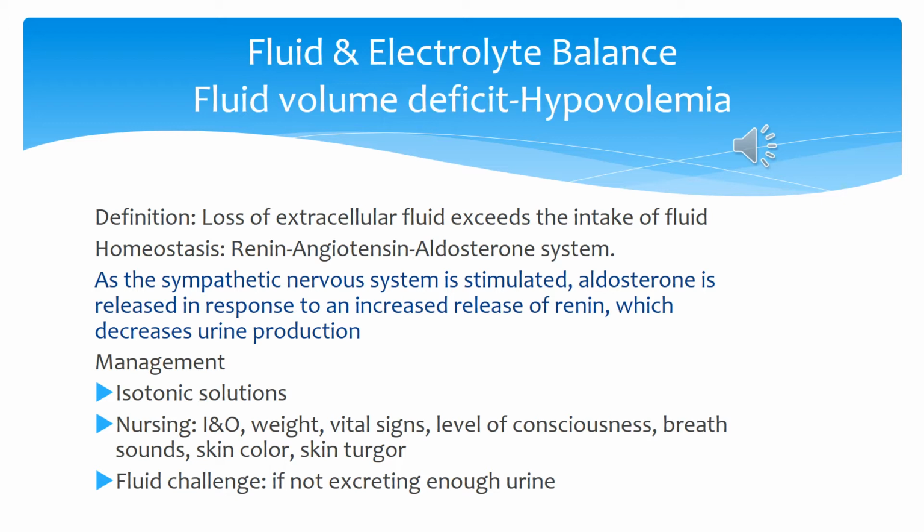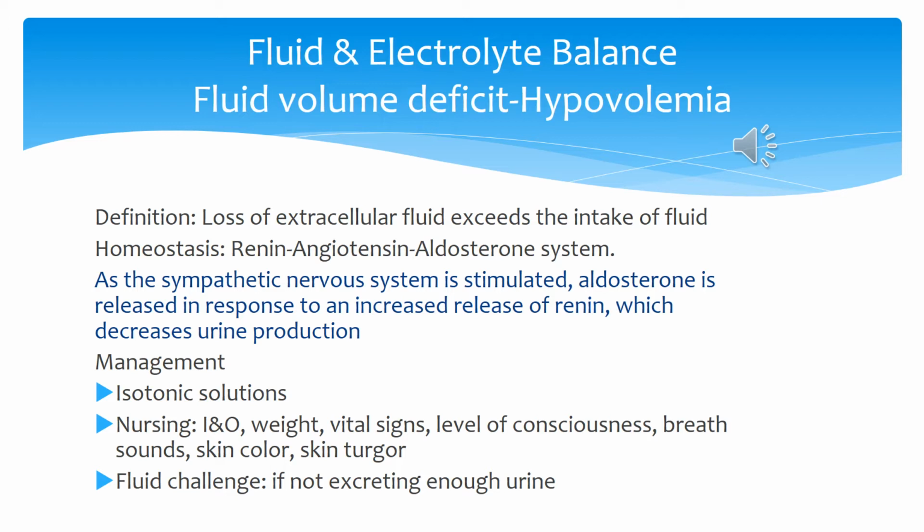For the medical management of fluid volume deficit, isotonic electrolyte solutions like lactated Ringer's or 0.9% sodium chloride are frequently the first-line choice to treat hypotensive patients with fluid volume deficit because they extend plasma volume. The normal body mechanism for homeostasis would be the renin-angiotensin-aldosterone system. As the sympathetic nervous system is stimulated, aldosterone is released in response to an increased release of renin, which decreases urine production.